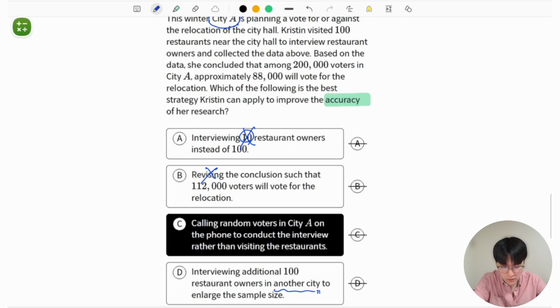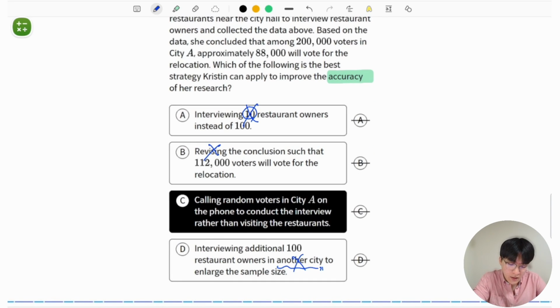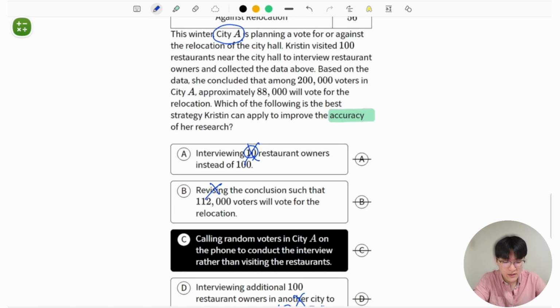So what do you have to do? Let's look at answer choice C. Calling random voters in City A on the phone to conduct the interview rather than visiting the restaurant. So the thing about restaurants is this is what we had to catch here. If you're just asking restaurant owners if they want to relocate or not, of course they're probably not wanting to. Why? Because they have their restaurant, they have their own business, and there's a lot of hassle to move around. So there could be bias in that sample of choice.